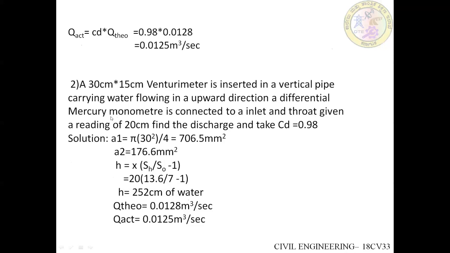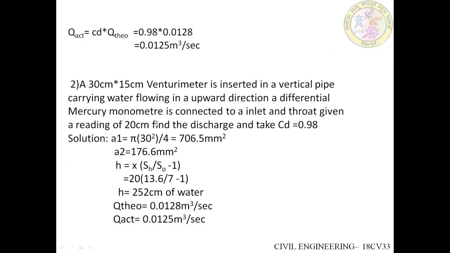In case it is not given, okay. Here in this problem they have given it as 15 centimeter and it is a vertical pipe. The venturimeter is connected in a vertical pipe, so you can see it is in a vertical direction. And they have also mentioned a differential mercury manometer. So obviously the liquid contained in the manometer is mercury, and the water is the liquid flowing through the pipe.